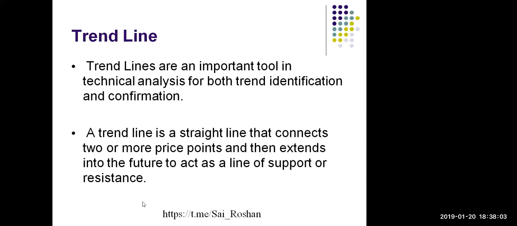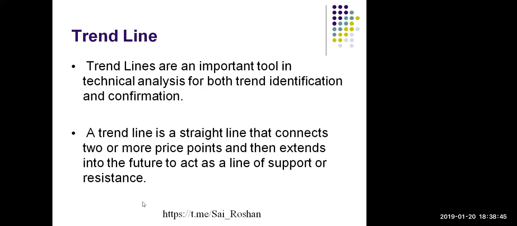Trend lines are an important tool in technical analysis for both trend identification as well as confirmation. And how do I draw a trend line? It's very simple. A trend line is a straight line that connects 2 or more price points. I will not be happy with 2. If I get 3 or more, it indicates a very strong trend line, as per my experience. The more points it passes through, the stronger the trend line is. What do I mean by stronger? I'll show you in the next slides.